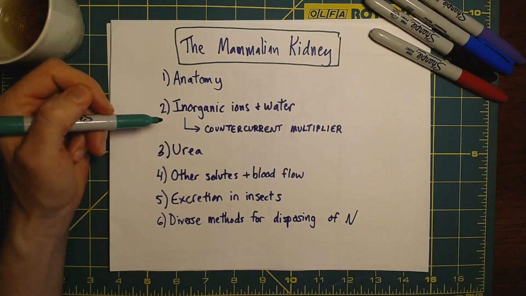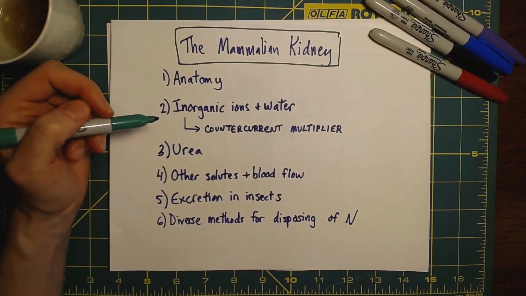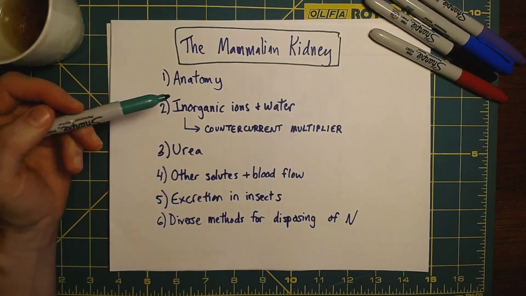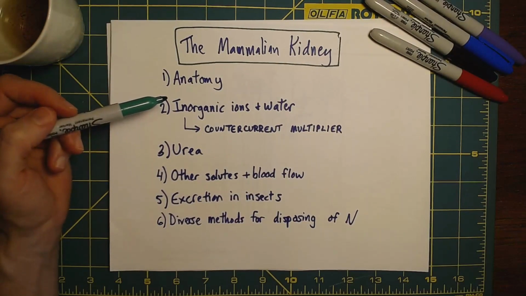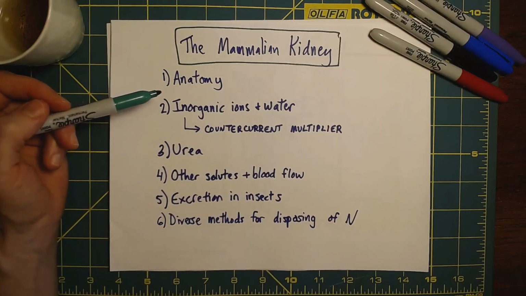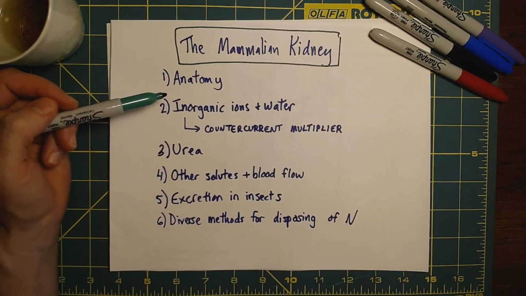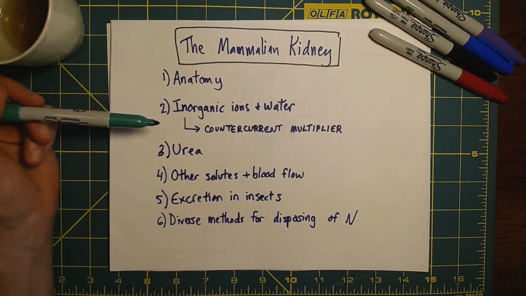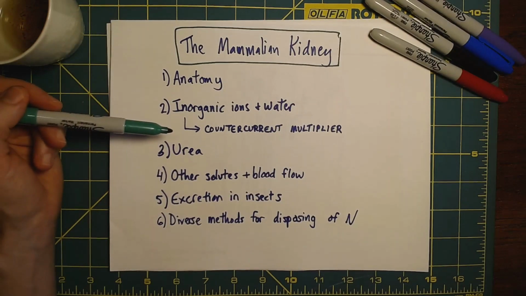So now that we've seen how amphibian kidneys work, we're prepared for a deep dive into the structure and function of the mammalian kidney. This is a topic that we're going to approach in stages as we explore the nephron anatomy and then trace the fates of 3 different groups of components. After the anatomy, we're going to look at what happens to the inorganic ions in water, which will include an introduction to one more type of exchange system, the countercurrent multiplier.